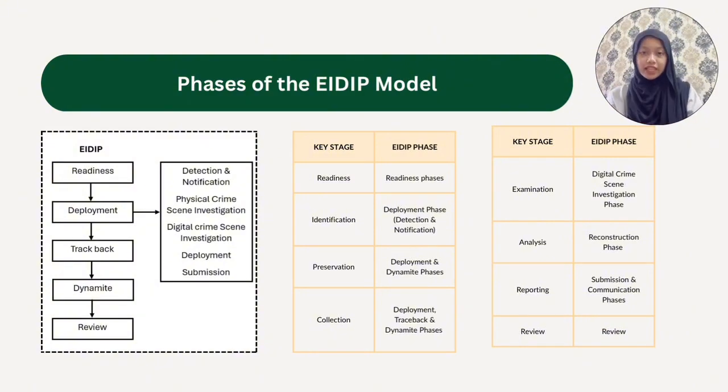Next, identification, in the deployment phase, or detection and notification. Identification is carried out during the deployment phase of EIDIP, where incidents are detected and relevant parties are notified. This phase enables early recognition of digital incidents.